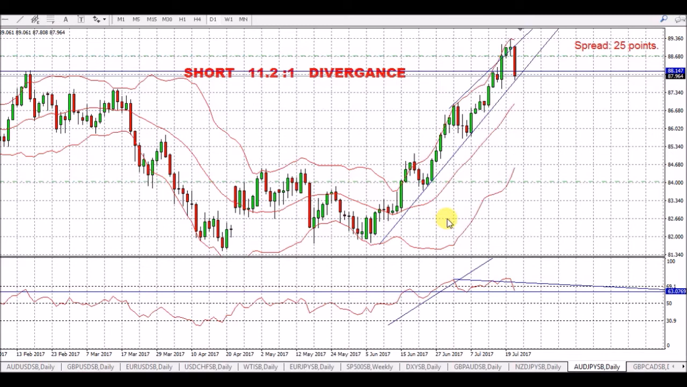So those are the two I'm looking at. I think they're a great trade, and these have all been pointed out to us by the Commitment of Traders report. So we'll be watching those next week, and we'll see where they go.